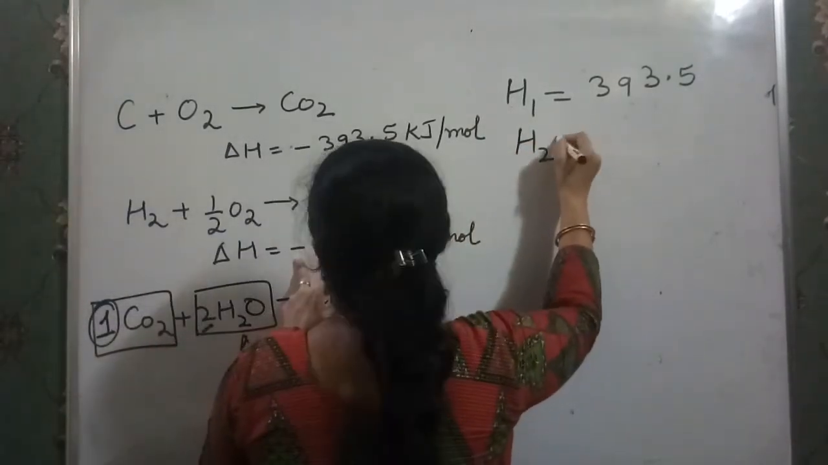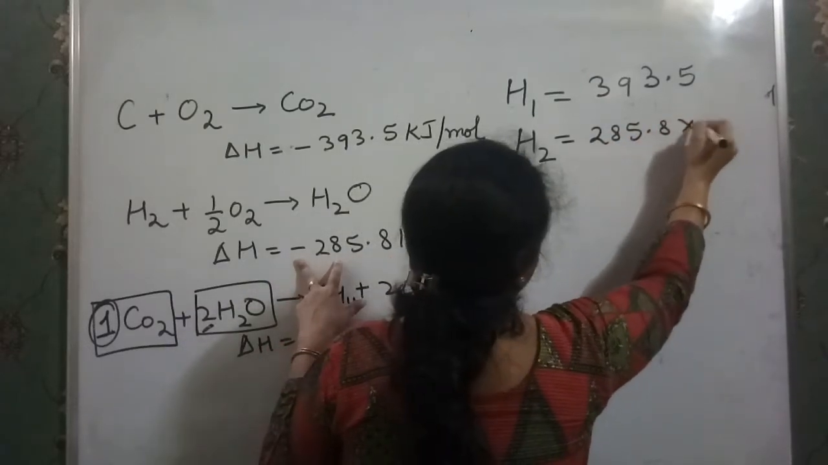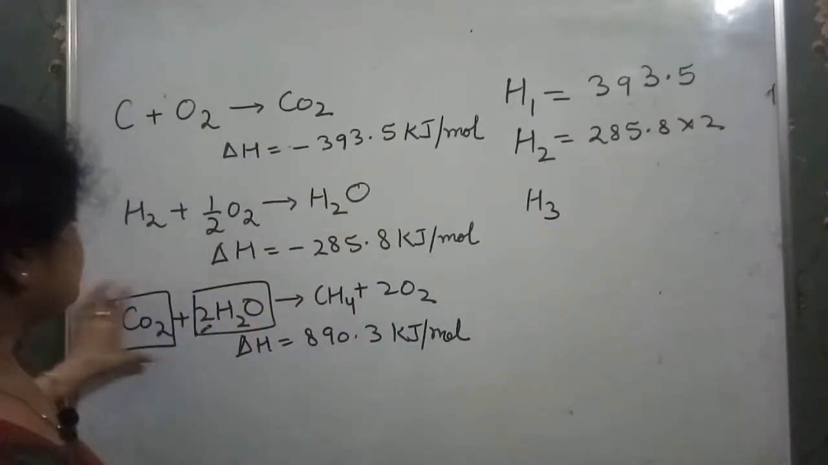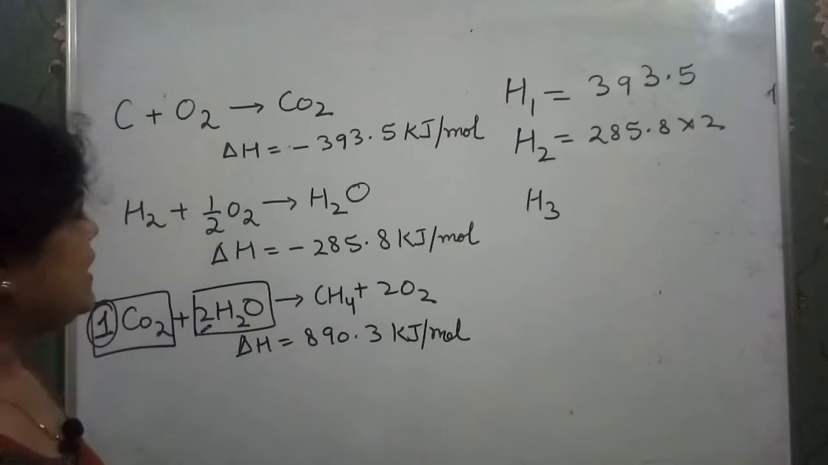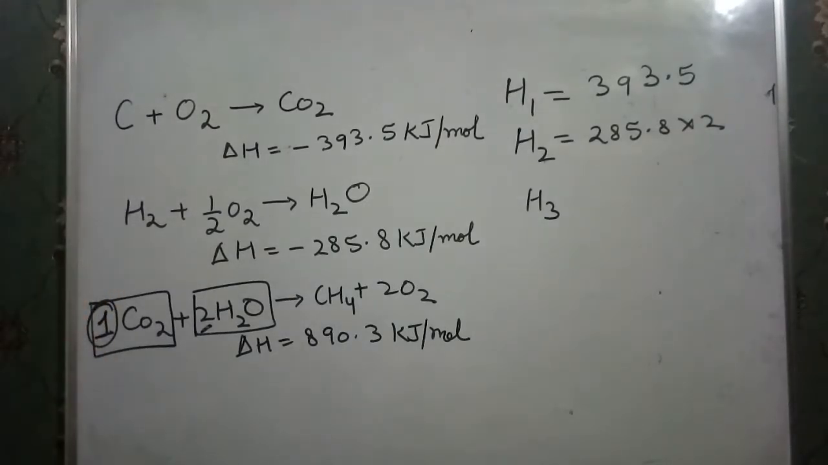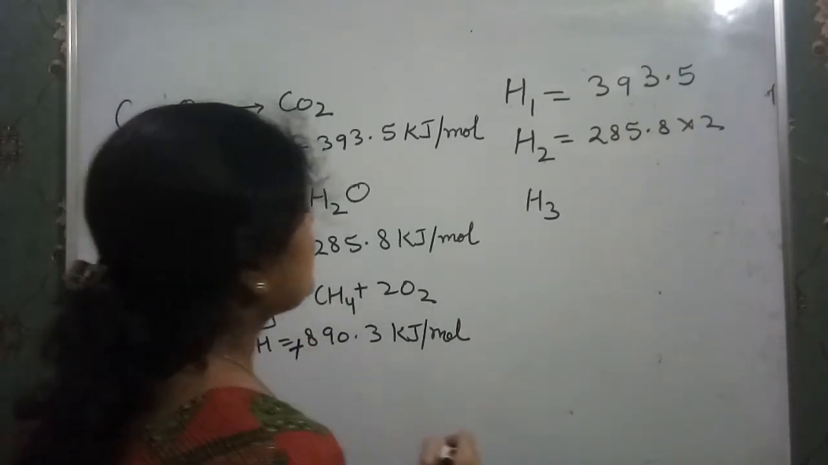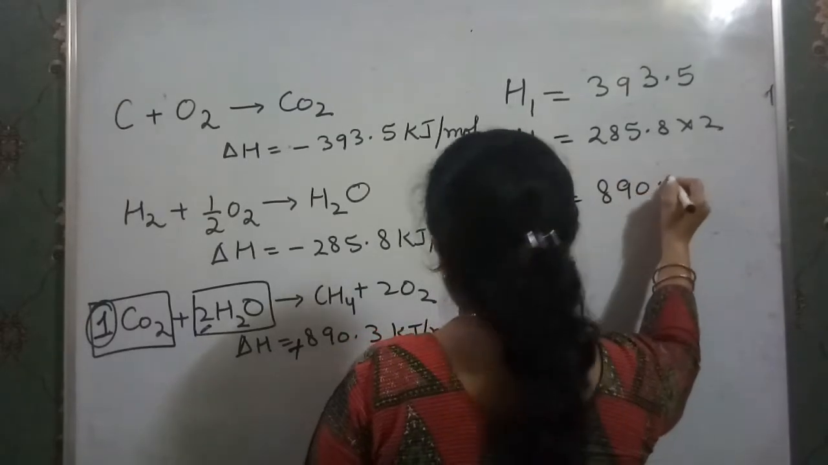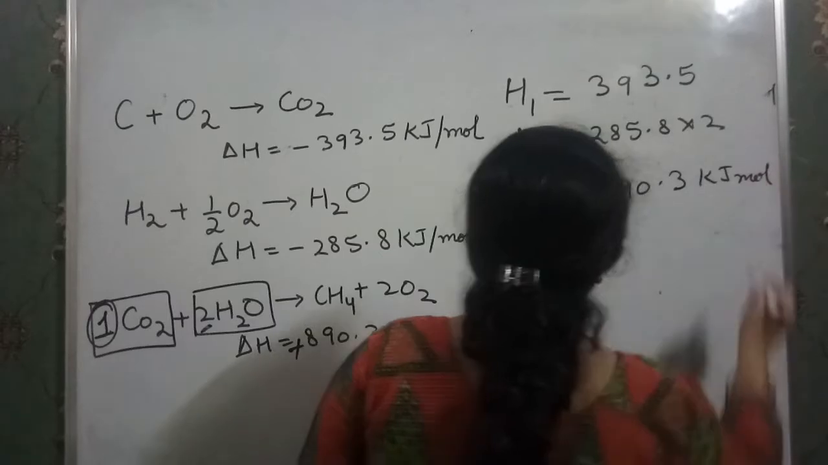H2 is equal to 285.8 into 2. Now H3. H3 is this reaction, and methane is on the left side, and I think we have minus 890. No, it is plus 890. So H3 here is 890.3 kilojoule per mole. Clear?